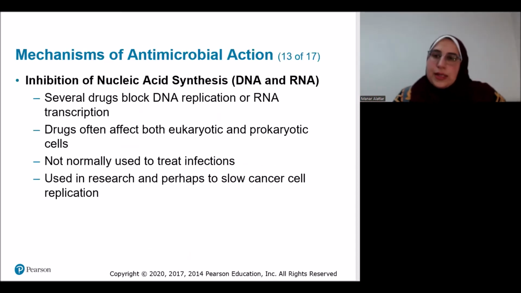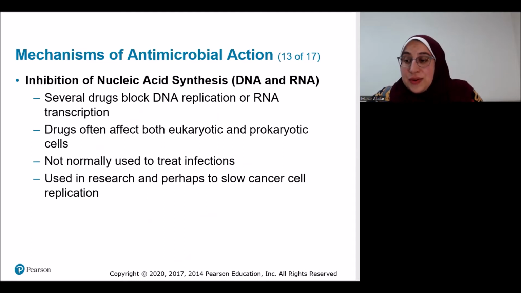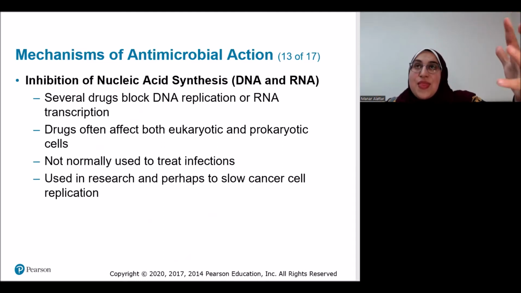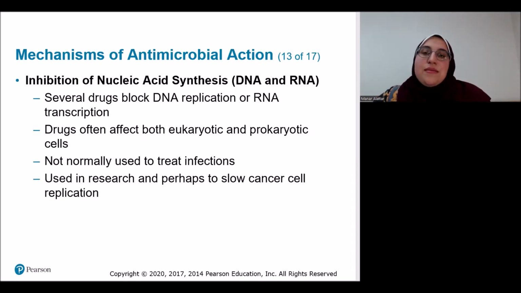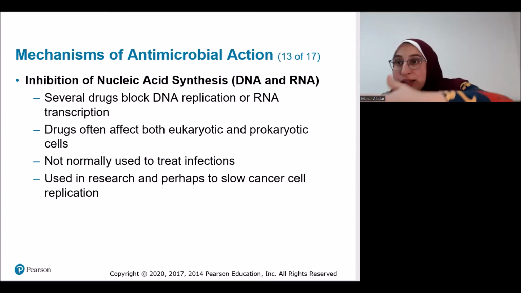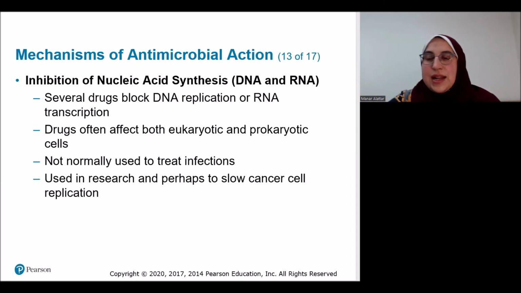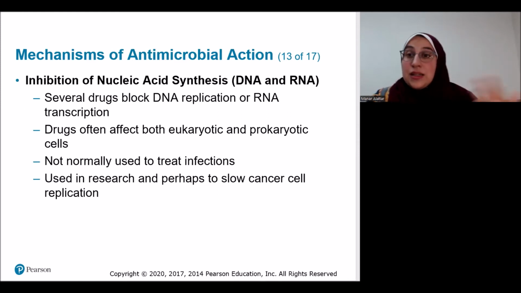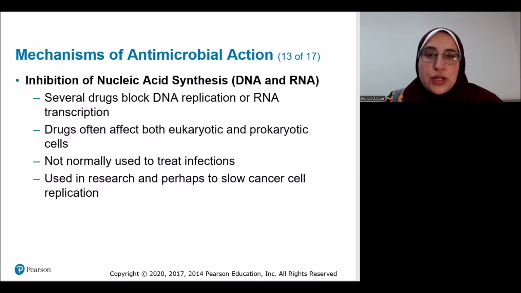So we all know the essential nature of genetic information, right? We talked about the central dogma of biology. If you don't have genetic information and the ability to transcribe and translate and replicate that genetic information, then you're not going to have metabolic processes within an individual cell, and you're also not going to be able to reproduce and continue those populations into future generations.